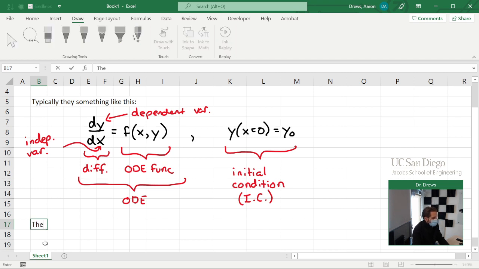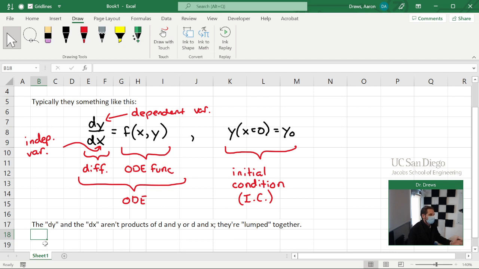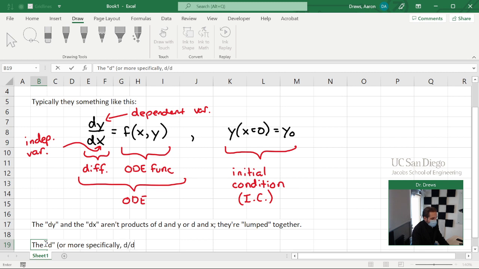One key point to keep in mind is that when you see the dy and the dx, those aren't products of d and x or d and y. They're lumped together. So those are not separate variables. The d is what we call an operator. Or more specifically, it's not actually just one. Usually we think of it as just one, but it's actually something like d/dx that is an operator.